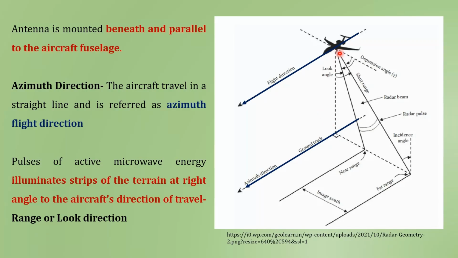Now, the pulse of microwave radiation generated by this system illuminates the strips of terrain at either side of the flight direction. It can be on the left side or on the right side. This direction is at right angle to the aircraft's direction of travel, so it can be either towards left or towards right. This is referred to as the range or look direction. It means if the aircraft is traveling in this direction, this will be the azimuth direction, and on either side, left or right, it will be the range or look direction.